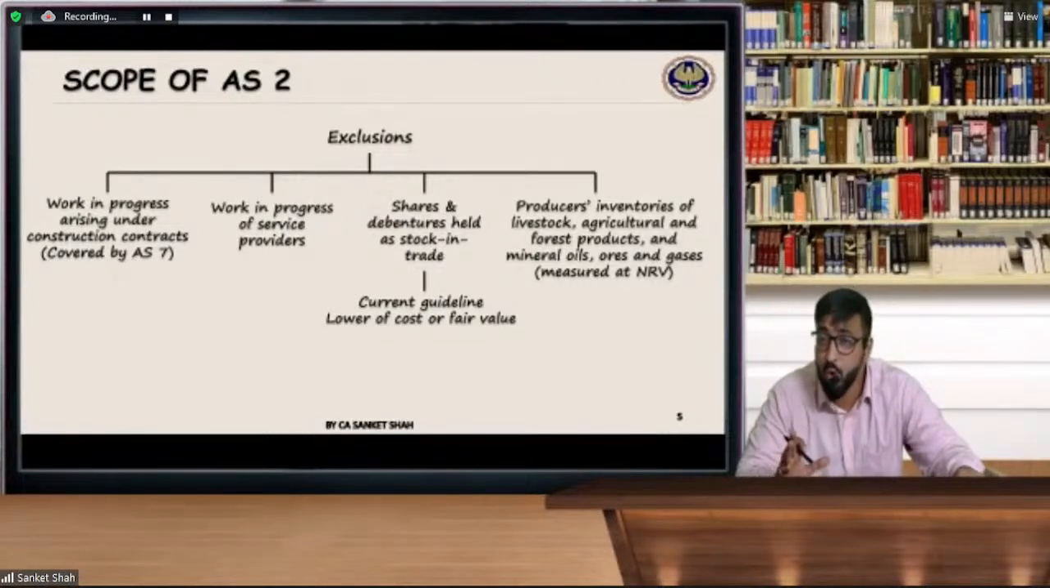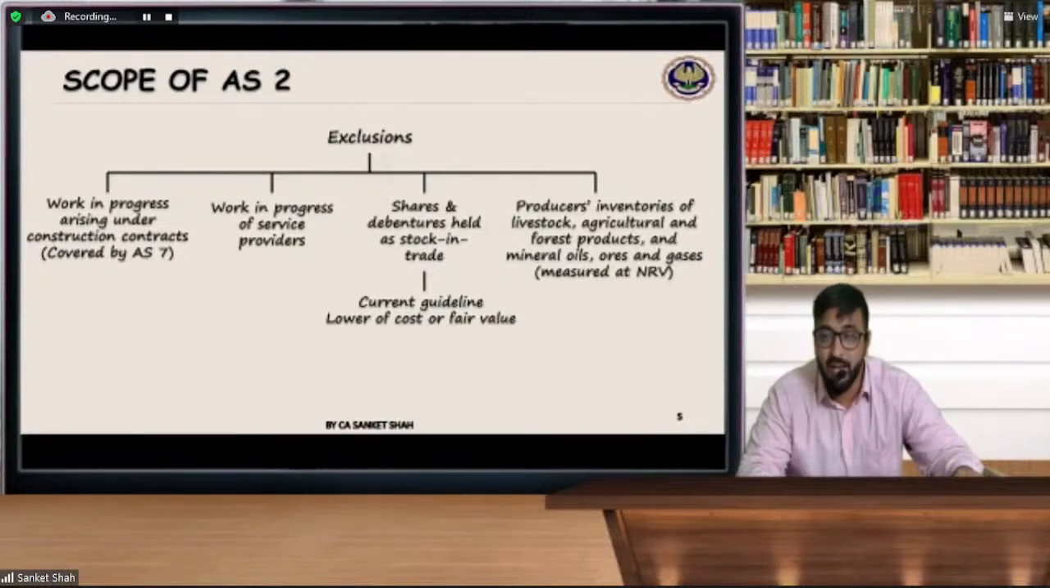So if you have stock of livestock inventory or agriculture products, please don't consider it under Accounting Standard 2, because it is covered under another accounting standard. Sorry, it is recorded at net realizable value. So beta, please don't apply the rule of AS 2, that is cost or NRV, whichever is lower.